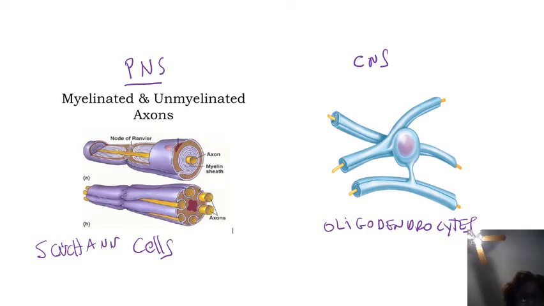In Schwann cells, one Schwann cell wraps around a portion of the axon, which means that several Schwann cells will be needed to create the myelin sheath along an axon. Oligodendrocytes, on the other hand, wrap around several axons.